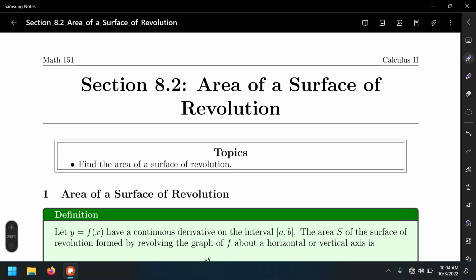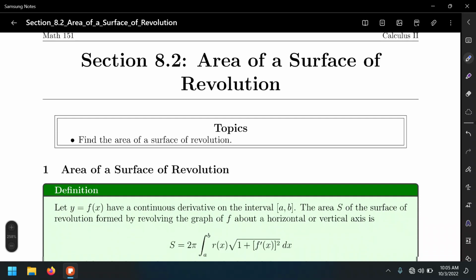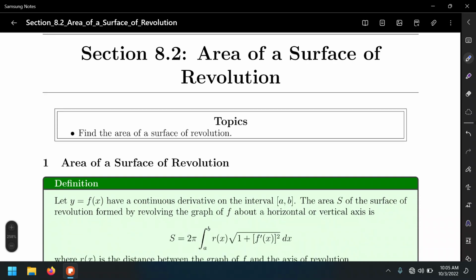So last time we finished covering finding the length of the arc of a function. We did a couple of examples. We did the derivation. Where is this arc length formula coming from? Today we're going to do another application of integration, which is finding the area of a surface of revolution.